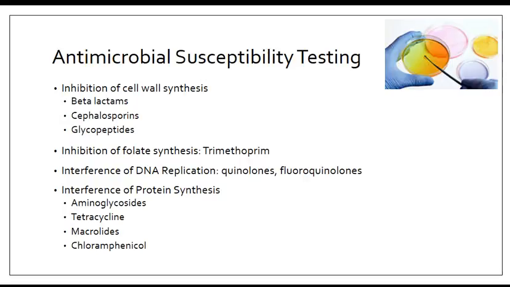DNA replication are the quinolones and the fluoroquinolones, and the examples are Cipro, Levaquin, nalidixic acid. The ones that inhibit or interfere with protein synthesis are the aminoglycosides like gentamicin, tobramycin, the tetracyclines, the macrolides like erythromycin and clindamycin, and chloramphenicol.